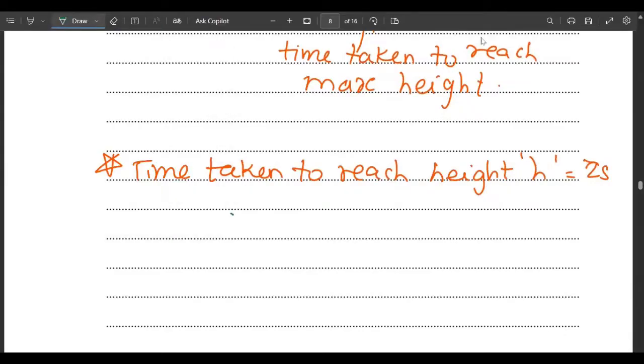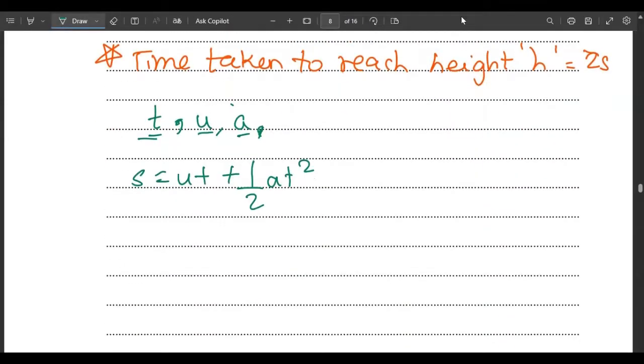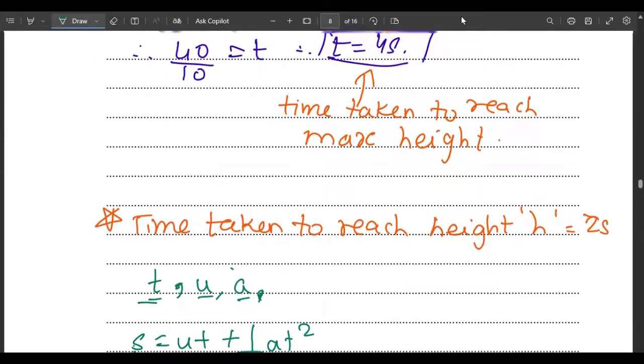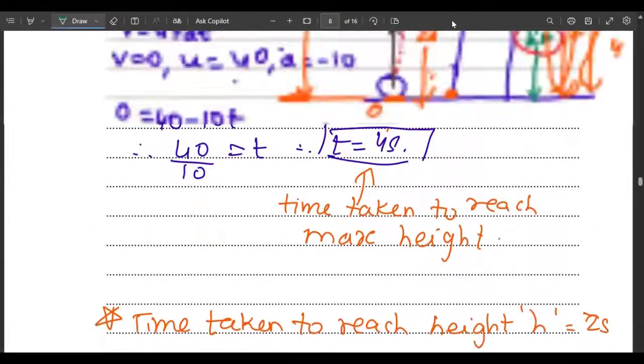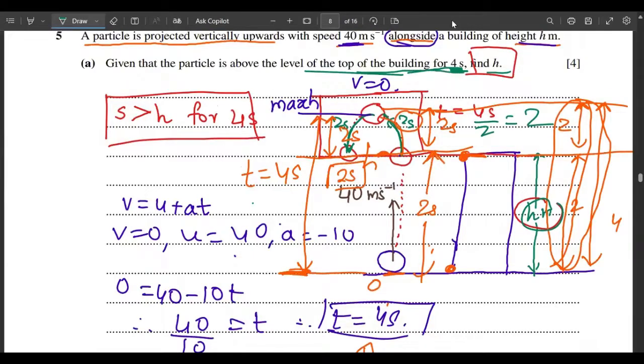Now we know time, we know initial velocity, we know acceleration, we don't know final velocity. So what we can use is s equals ut plus half at square. We know u, we know t, we know a. So s is h technically, height or height h. That's what we have to find, the height h. That's what they have asked in the question. Find h.